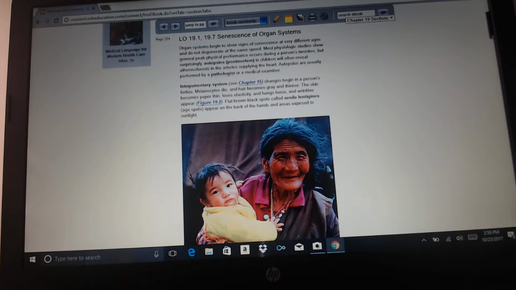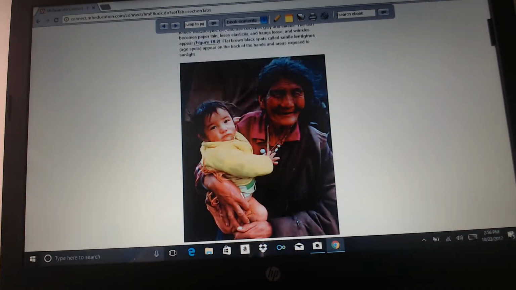Integumentary system changes in a person's 40s. Melanocytes die and hair becomes gray and thinner. The skin becomes paper thin, loses elasticity, and hangs loose, and wrinkles appear. Flat brown black spots called senile lentigines, age spots, appear on the back of the hands in areas exposed to sunlight.